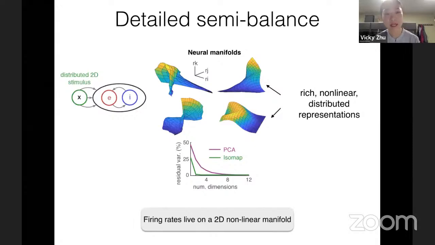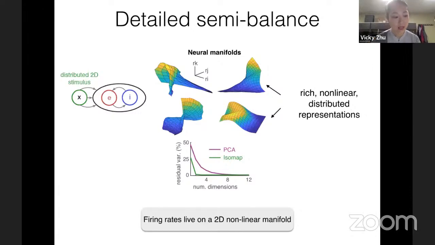We further investigate the 2D stimuli into N-dimensional firing rate by plotting the joint distribution of firing rates as the stimulus parameters vary. What we see here is a rich, nonlinear stimulus representation, neural manifolds. And this nonlinear stimulus representation can also be precisely quantified by dimension reduction techniques, by checking out PCA and Isomap.